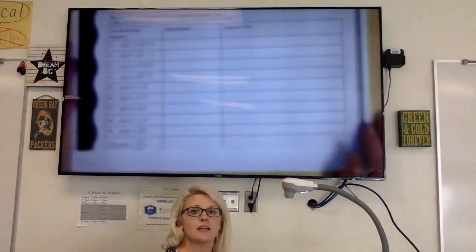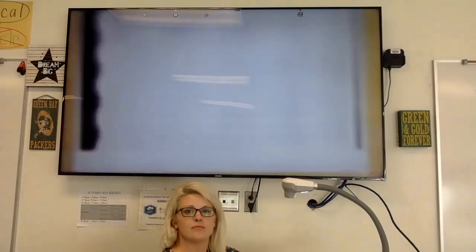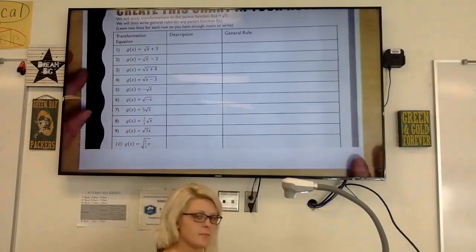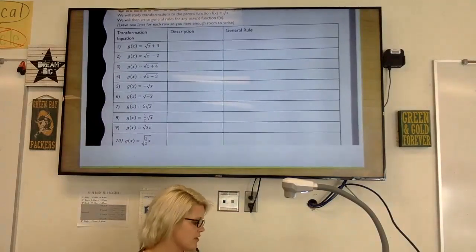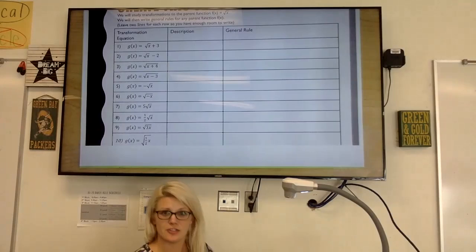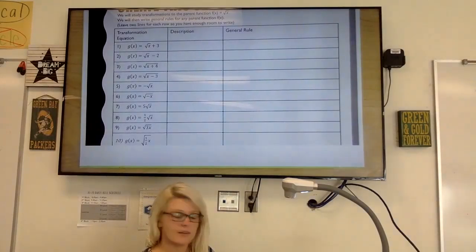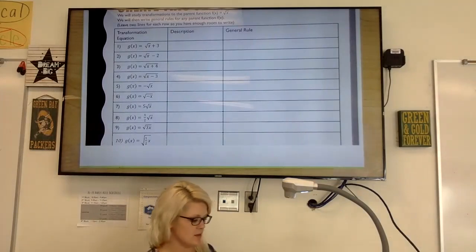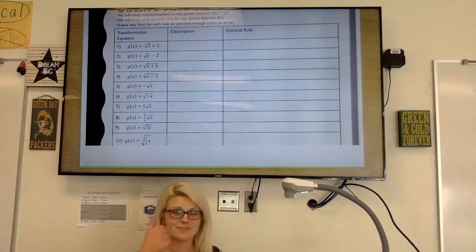Before we get started here, technology, love it. Can you copy this chart into your notes? We're gonna fill this out as we look at some of the graphs to try and help us get a better understanding of transformations. So if you just hit pause real quick, copy that chart down, 10 rows, 3 columns. And you want this column for the general rule to be pretty big. So go ahead and pause, copy that in your notes.